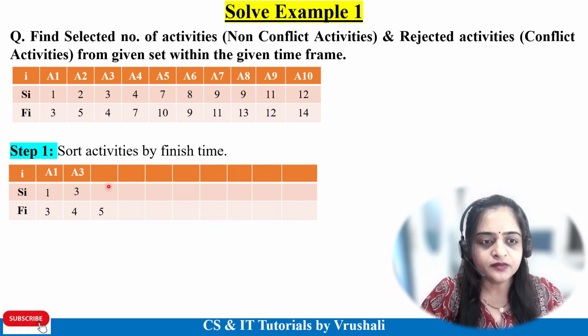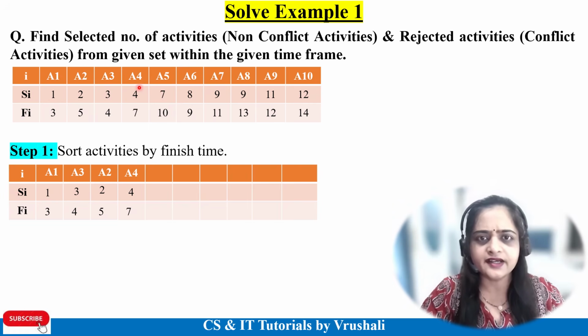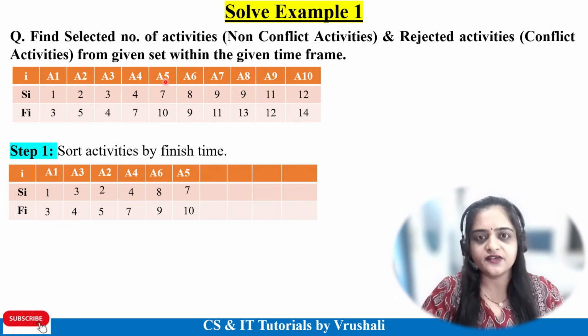Next is 5. Start time is 2. Activity is A2. So after 3, 4, 5, 7 is there. So 7, start time 4 and its activity is A4. Okay, just write down in sorted order. So after 7, 9 is there. Start time 8 and activity is A6. Then the next finish time is 10. Its start time is 7 and activity is A5, right?